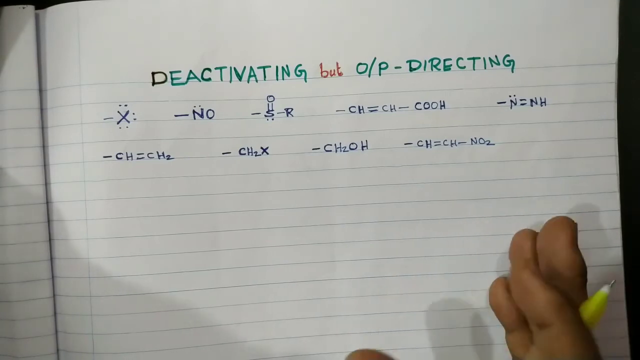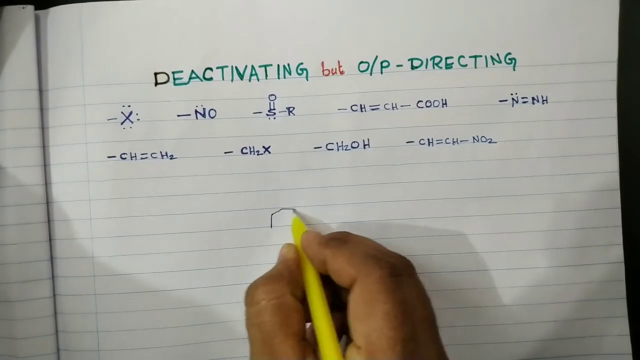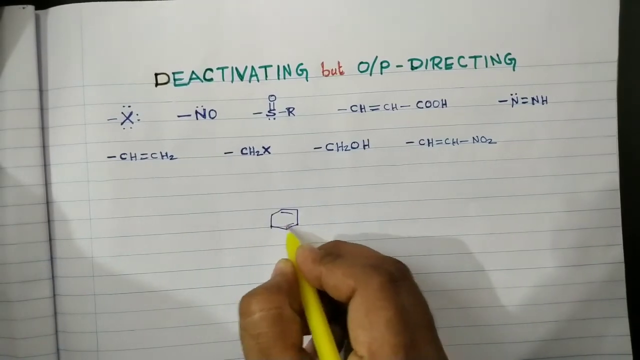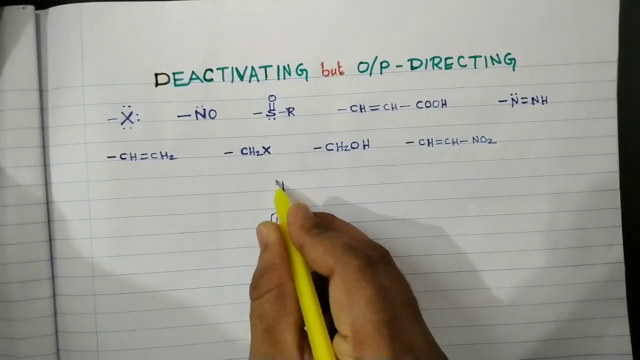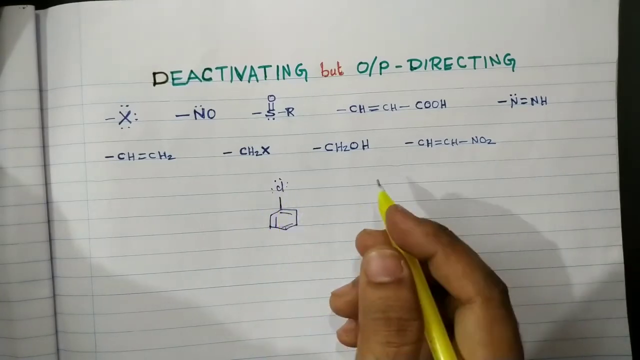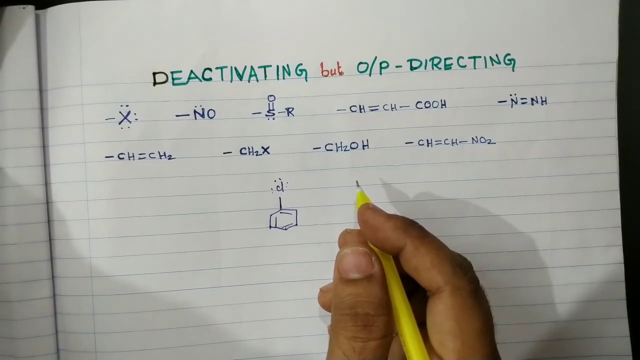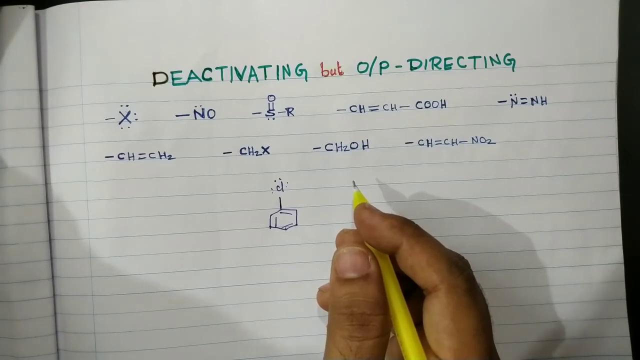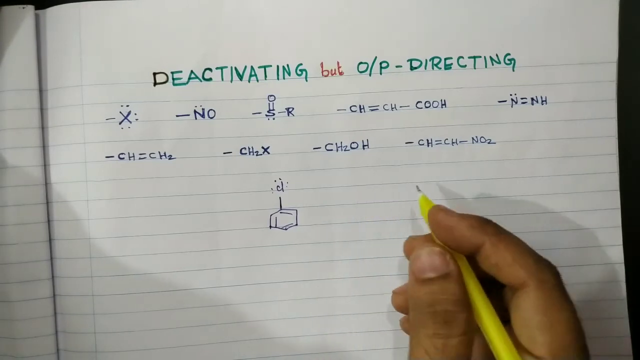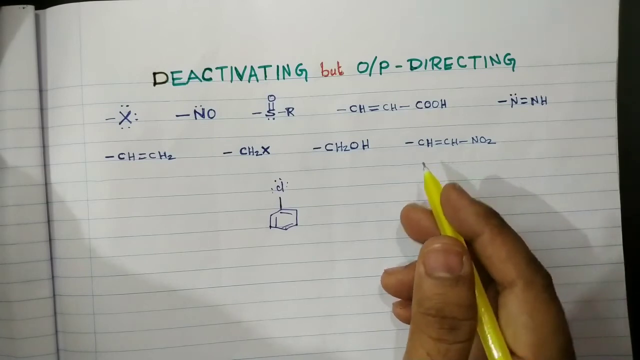And we know very well about the halogen. When benzene is attached to a halogen, that deactivates the benzene ring. For suppose Cl is attached to the benzene, that deactivates the benzene ring. But ortho-para directing group, as you know, all electron donating groups, that means activating groups, are the ortho-para directing groups, and all electron withdrawing groups, that means deactivating groups, are the meta directing groups.